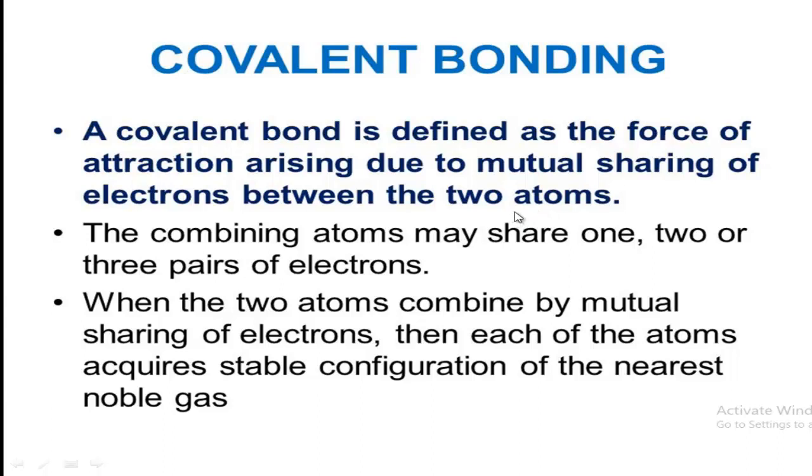Sometimes a metal atom can take part in covalent bonding, but it is rare. Mainly two non-metal atoms take part in a covalent bond. The combining atoms may share 1, 2 or 3 pairs of electrons, and when two atoms are covalently bonded by mutual sharing of electrons, they acquire the stable electronic configuration of the nearest inert gas. Now we will see some examples of covalent bonding.